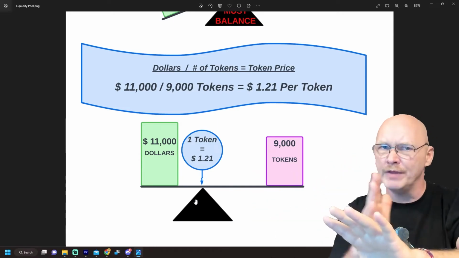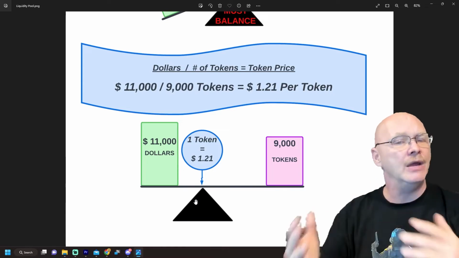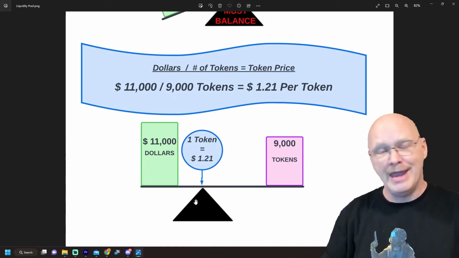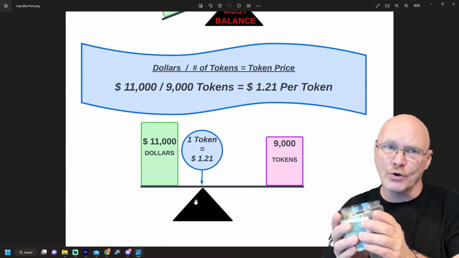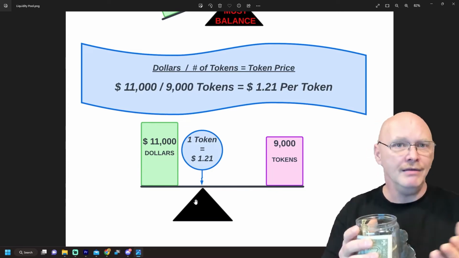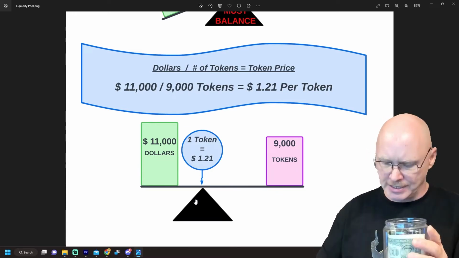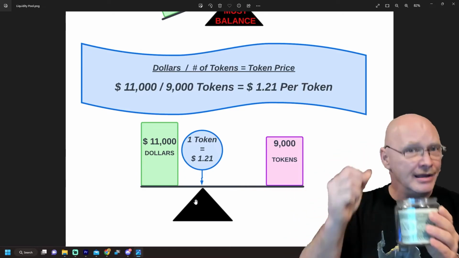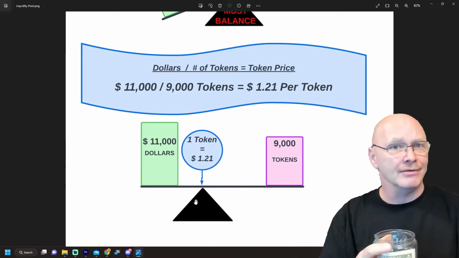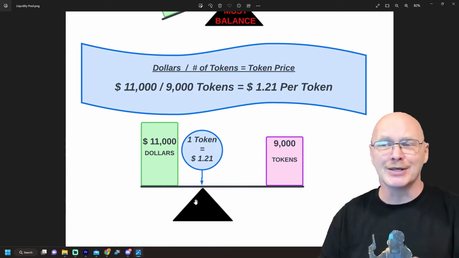And as long as you move that center fulcrum to compensate, it will stay balanced. So now our liquidity pool has less tokens and more dollars in it. Okay, pretty simple. What happens if somebody sells tokens back into the liquidity pool to take money out? Let's go find out how that's going to work.